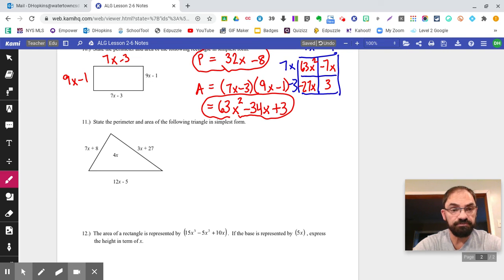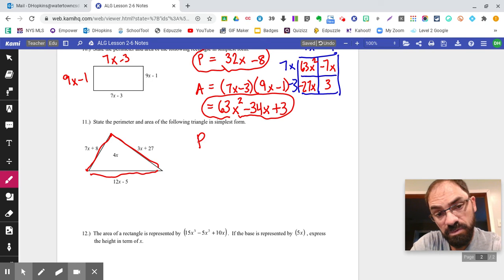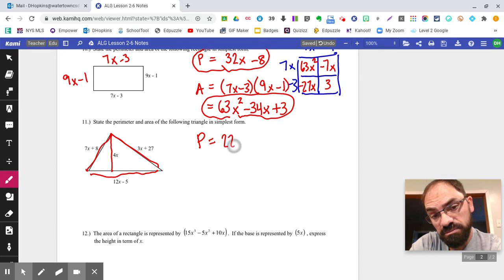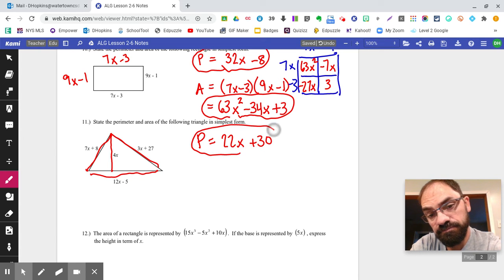Okay, the perimeter. Perimeters add this side, and this side. So we are not using that 4x right now. This 4x is really the height of that. That's what that's telling us. So we're not using the 4x for the perimeter, just the outside. So 7x and 3x is 10x, plus 12x is 22x. 8 plus 27 is 35, minus 5 is 30. So that's the perimeter.